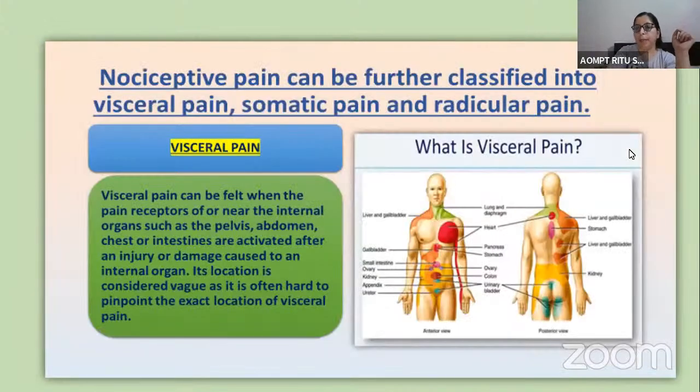And nociceptive pain can be further classified into visceral pain, somatic pain, and radicular pain. This is also important. We covered our visceral manipulation course just a few days ago, where we saw that visceral pain can be felt when the pain receptors of or near the internal organs, such as the pelvis, abdomen, chest, and intestines, are activated after an injury or damage to the internal organ. Its location is considered vague, as it is often hard to pinpoint the exact location.